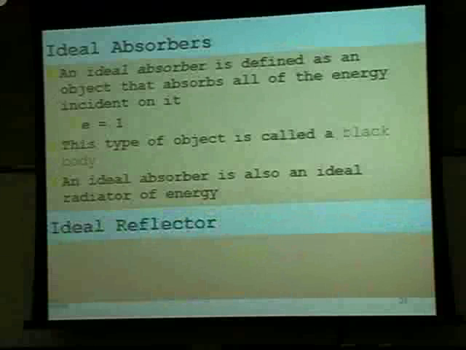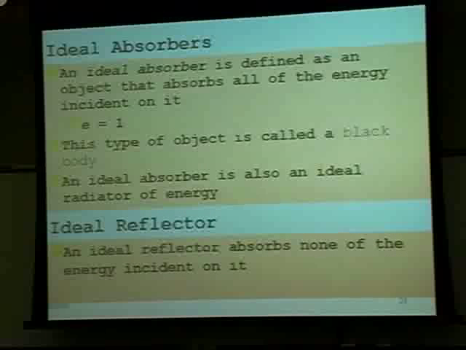An ideal reflector, on the other hand, absorbs none of the energy incident on it, reflects it all, and hence has an emissivity of 0. It would depend on the frequencies you're dealing with, but if you're dealing in the visible range and you had a nice silvered surface, then it could be an ideal reflector, hence not absorbing the energy. That might have helped with your experiment last week, at least in understanding what went on with your two objects that were radiating.